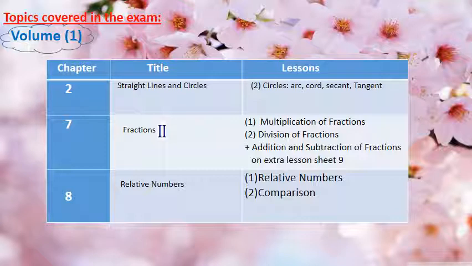The topics covered in the semester 3 exam for the mathematics subject. We have chapter 2. The title is Straight Lines and Circles. In this lesson we've studied about circles, the center of the circle, special lines in the circle like the radius, the diameter, what is an arc, what is a chord, how we draw a secant, what is a tangent, the definition of the tangent, how we draw a tangent in a circle.